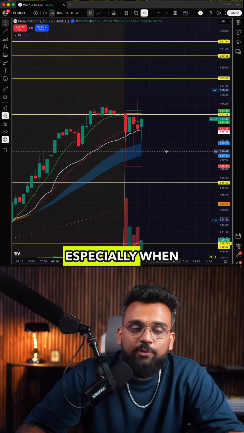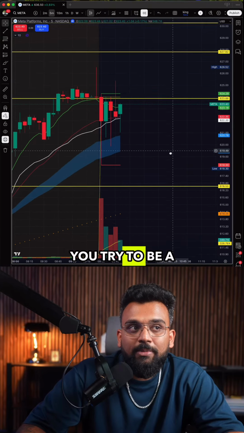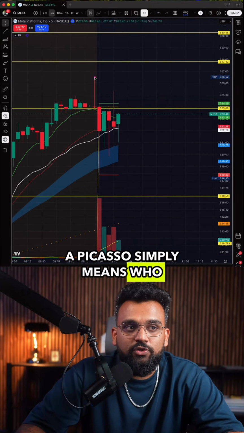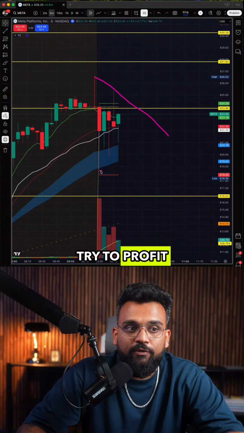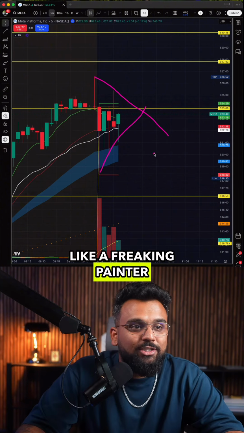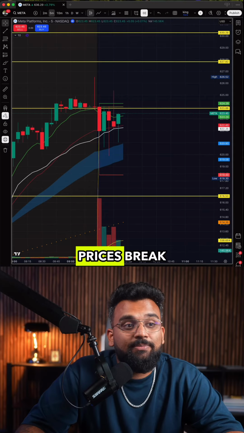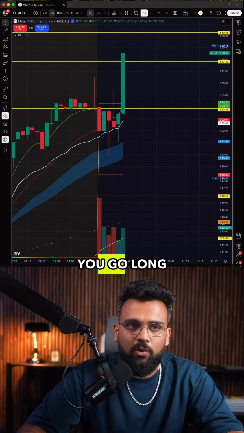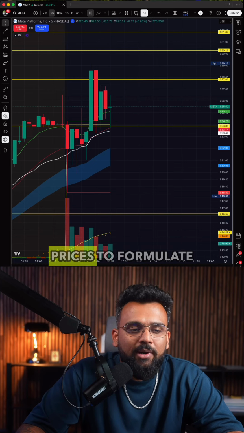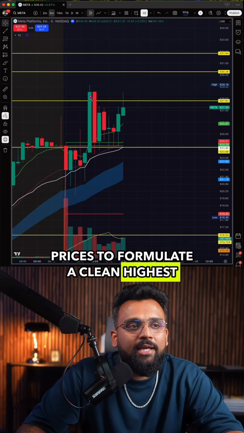Now what happens is, especially when you're trading a little bit in the afternoon, you try to be a Picasso. Picasso simply means somebody who can draw lines and try to profit from those lines like a freaking painter. So what happened is right here we have a beautiful trend line running on the top with a couple of touches. Prices break out of this trend line. Now that's not when you go long. No, you sit back and you wait for the prices to formulate a clean highest point of the day.